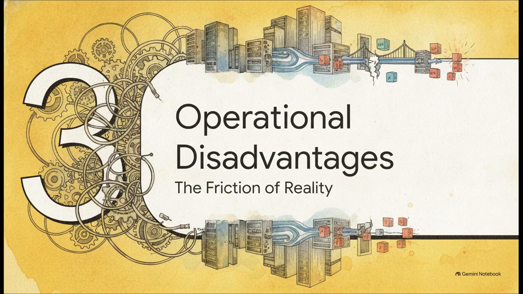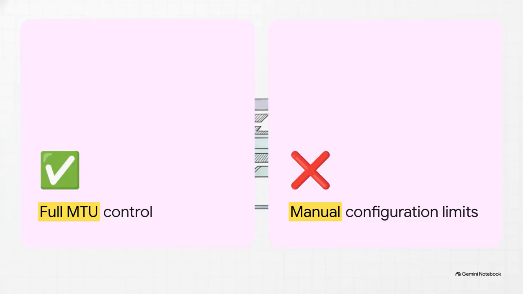But of course, that brings us to Section 3, Operational Disadvantages and the Friction of Reality. This perfectly illustrates the core trade-off. On one side, you have that beautiful, granular control over things like MTU. But on the flip side, configuring these static, one-to-one administrative relationships manually simply does not scale across an enterprise. Picture a network with thousands of branch offices.